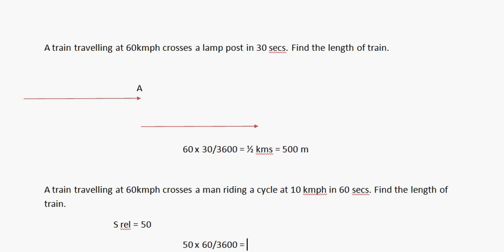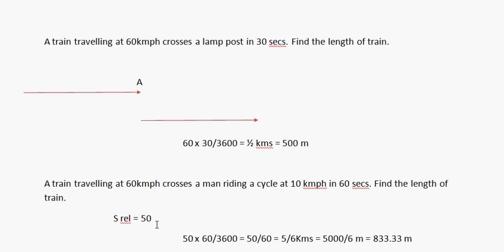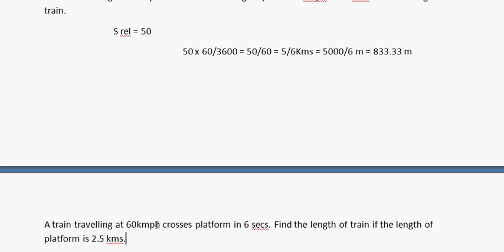This becomes 50 by 60, right? Which is equal to 5/6 kilometers, or 5000 by 6 meters, right? Which is equal to 833.33 meters. So this would be the length of the train in this case. Again, since the man was traveling in the same direction as the train, we have to find the relative speed, and the relative distance of the train was again the length of the train, right? So this is how we find the solution to this problem.